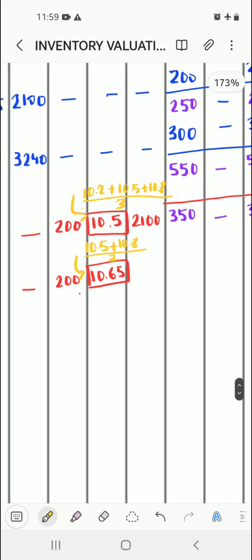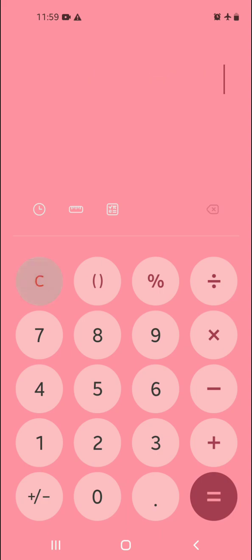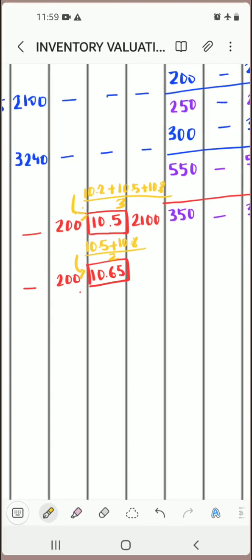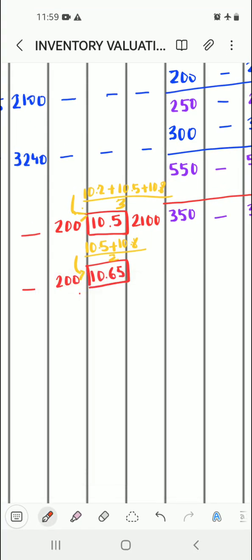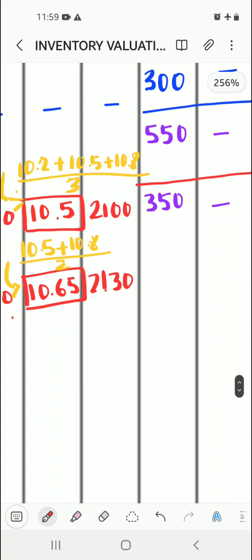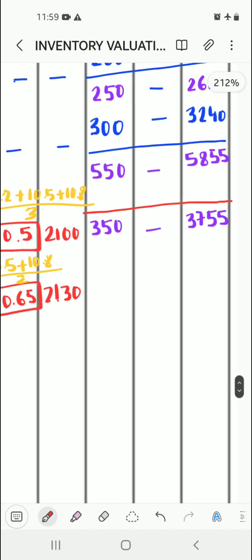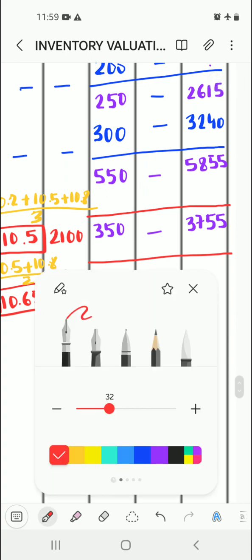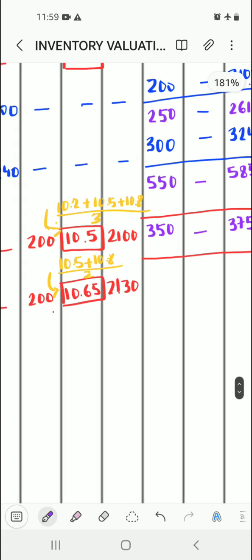Multiply 200 into 10.65. 200 into 10.65, we get 2130. So we're going to write it here. 2130. We've got 2130 now. After 2130, what are we left with? We are going to write it here. Previously we had 350 units, from this 200 is gone. So subtract 200 from 350, we get 150, which we are going to write here.